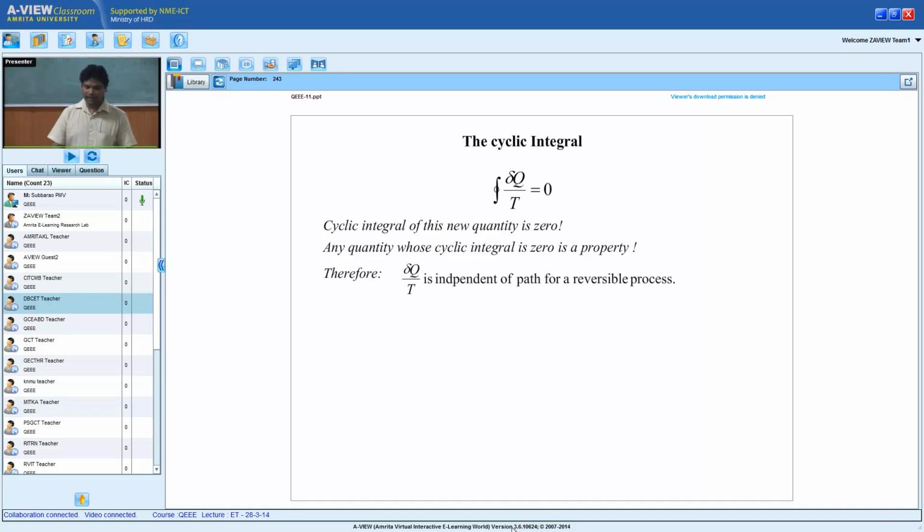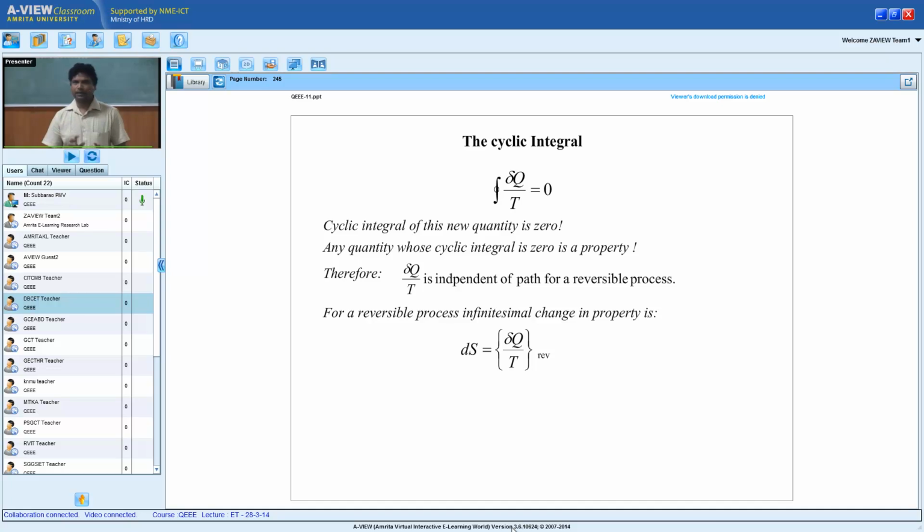The delta Q by T is independent of path for a reversible process. And this is the one, how economically you are creating. Whenever you are doing a thing, that thing should be done in a perfect way. So for a reversible process, the infinitesimal change in property is dS, which is del Q by T. Only for reversible it is defined, how to calculate, etc.